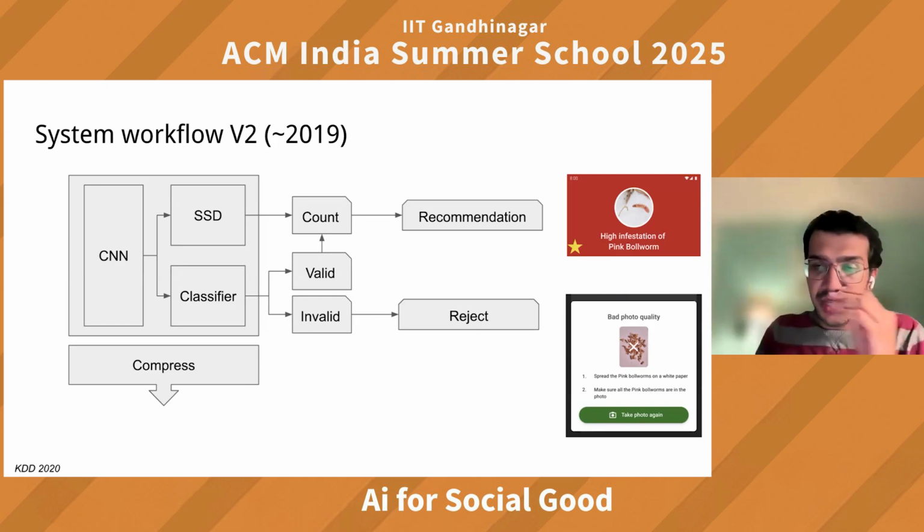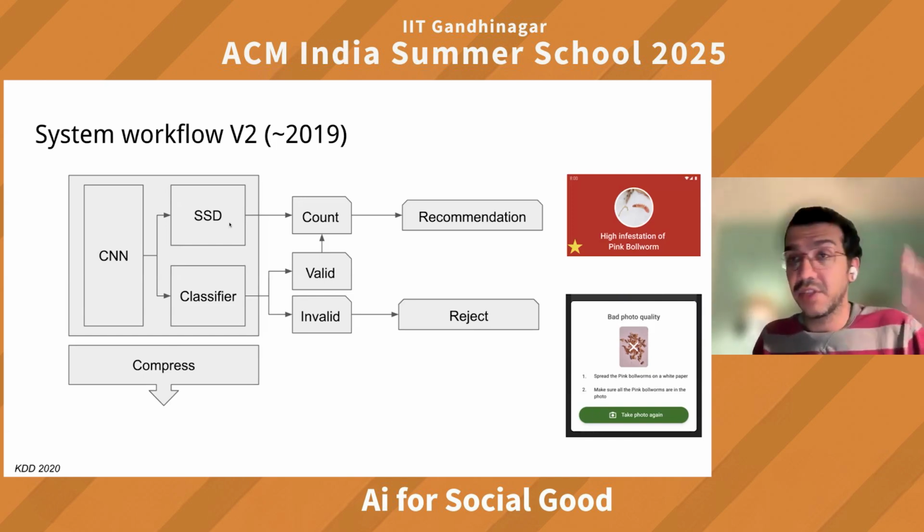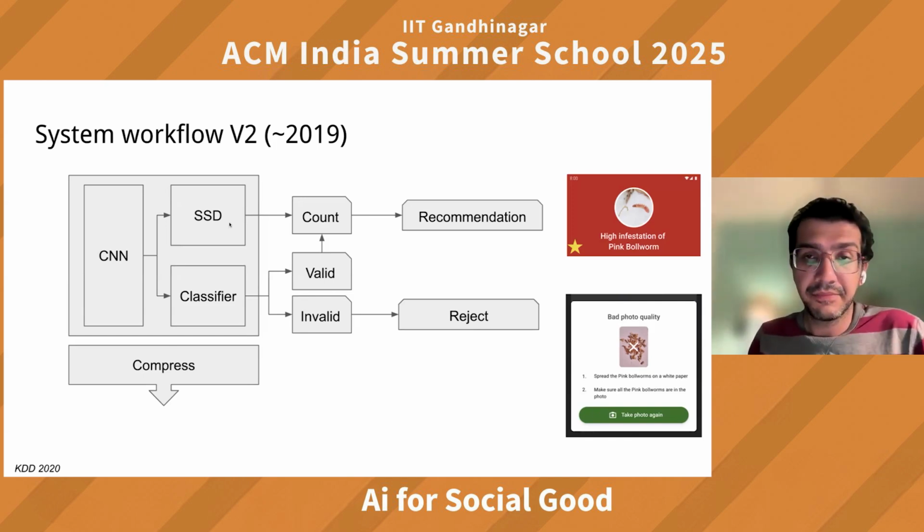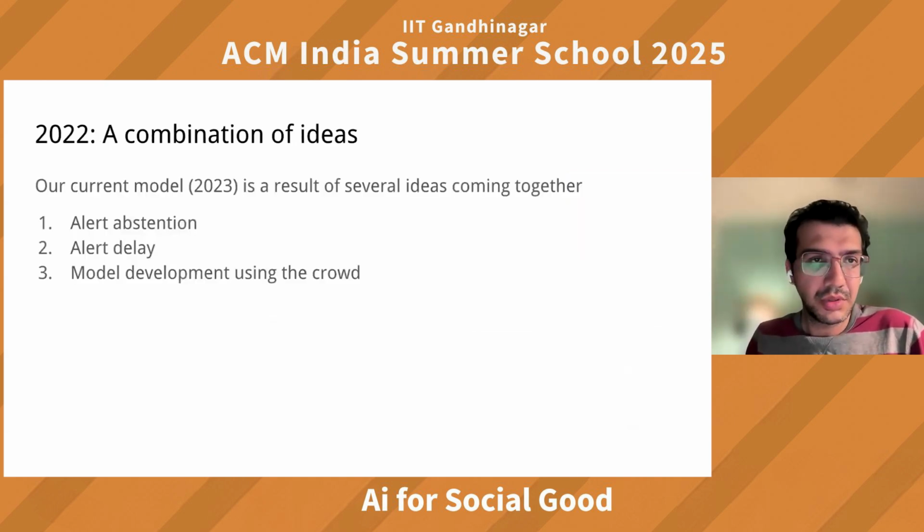And of course, because we had this issue of internet connectivity, we did compression, right? So we compressed the model down, all of this, such that it fits on the phone and they can get offline prediction. Okay, so this is version 2.